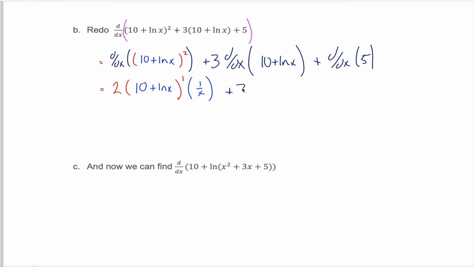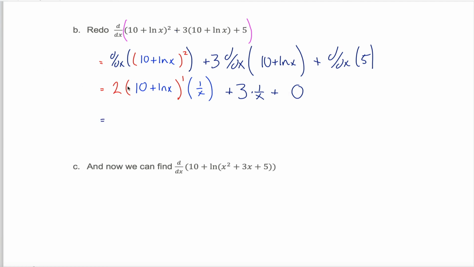The second term, I don't need any chain rules. I get this 3 times the derivative of this sum. The derivative of the sum is the sum of the derivatives. The derivative of 10 is just 0. The derivative of natural log of x is 1 over x, so I get 3 times 1 over x. And then the derivative of this constant over here is 0. Really, none of this stuff is interesting. It's just the color coordinated part that's interesting.